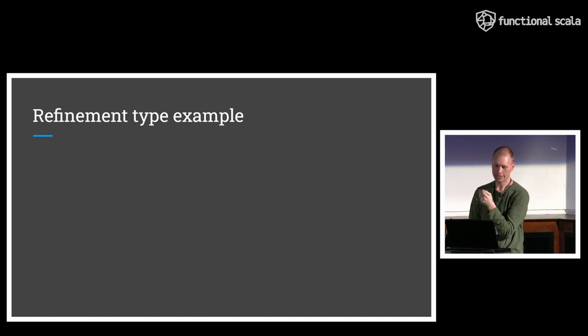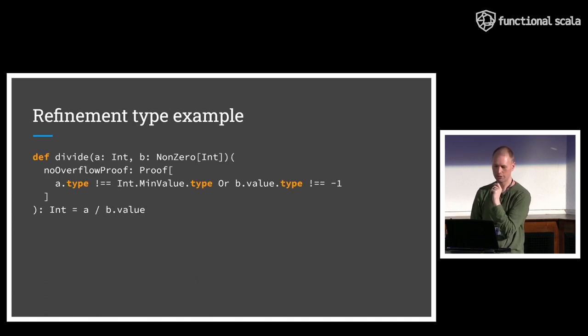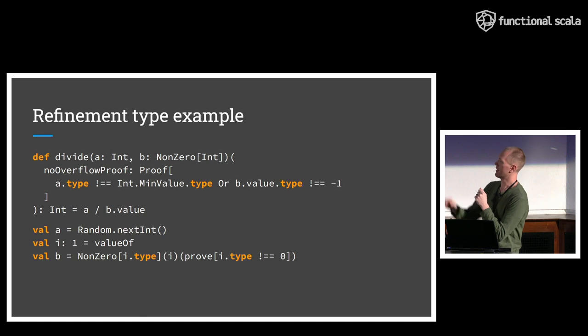And now we have our refinement type example of divide. It takes an A and a B. If you notice, we've kept the no overflow proof because refinement types don't really compose well. And a lot of times it's cleaner, if you have multiple types that have dependent constraints, to leave that separate.